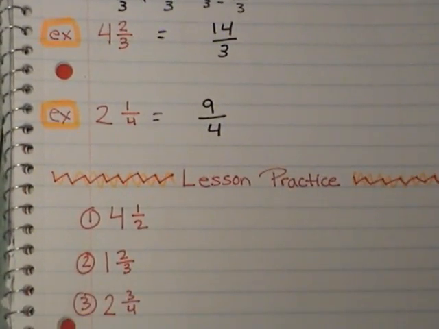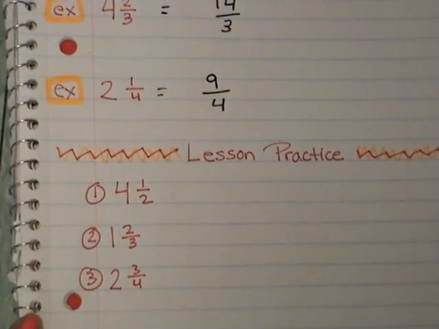Alright, and here is your lesson practice. You need to take these three numbers and change them into improper fractions. So take them from mixed numbers to improper fractions.